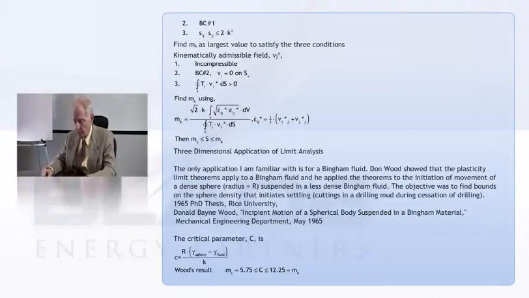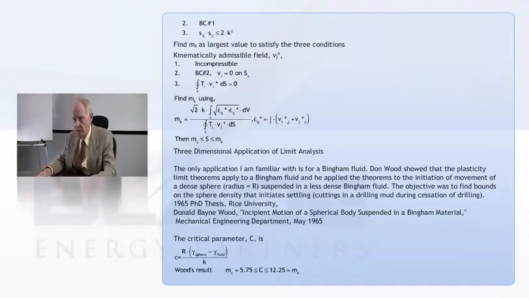After he did this, he submitted this paper for publication, and it got turned down because the limits weren't close enough. And I think that was not perhaps the best thing that journal could have done, because really, it turns out that in three-dimensional problems, it's just very hard to nail things down.